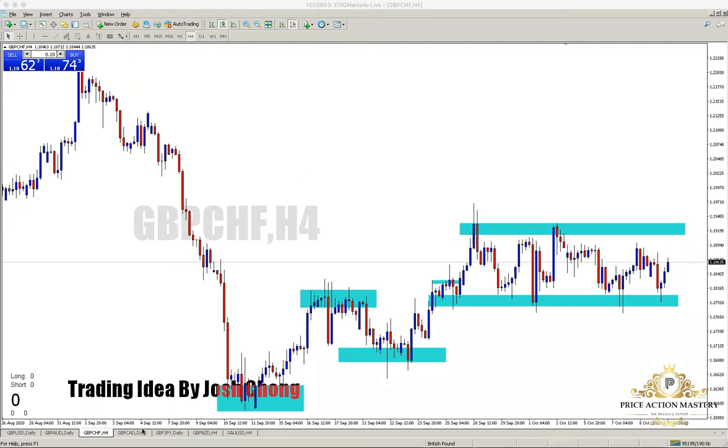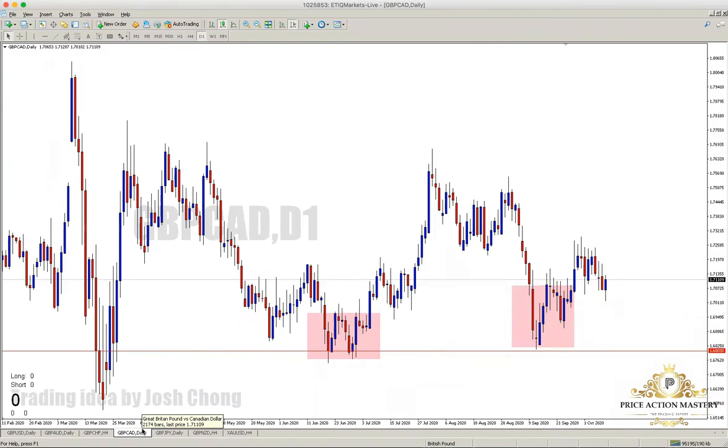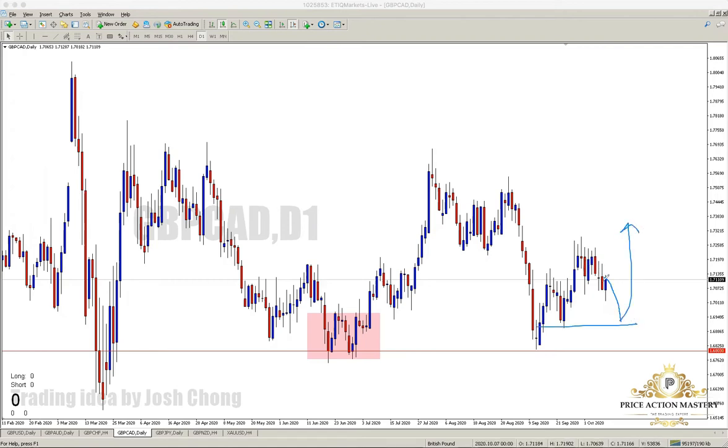The next will be GBP CAD. Trend wise, currently we are still looking for a buy trend. But although the trend is buy, currently the seller is in control. We can see the seller can bring the market down to this low first, and then the buyer will bring the trend back up. That's why sell is more in favor for this, based on the GBP CAD daily time frame.